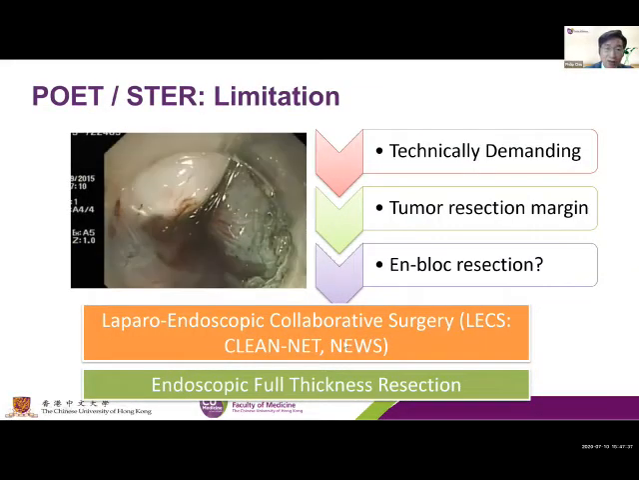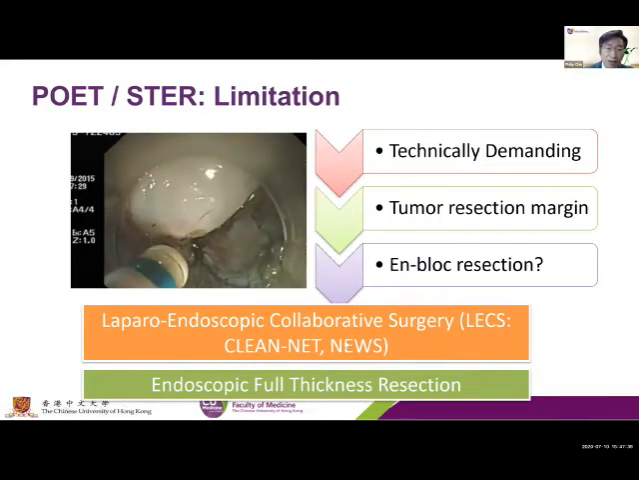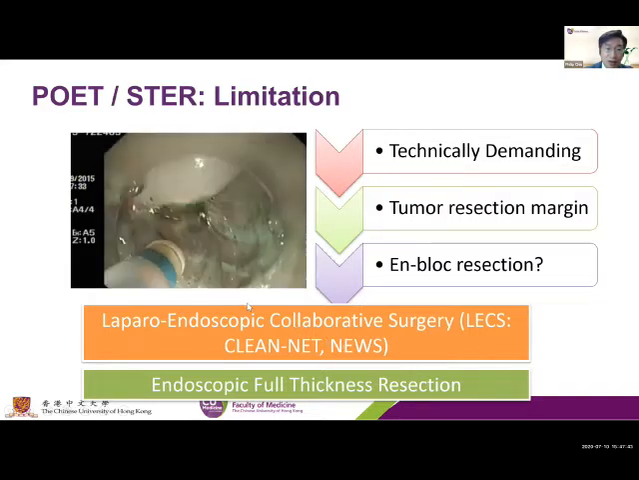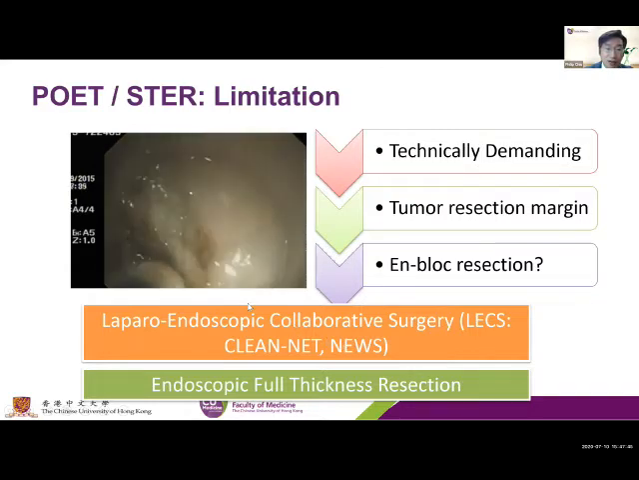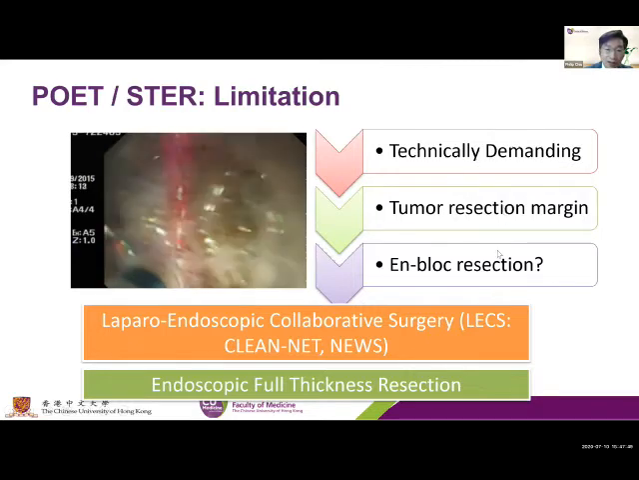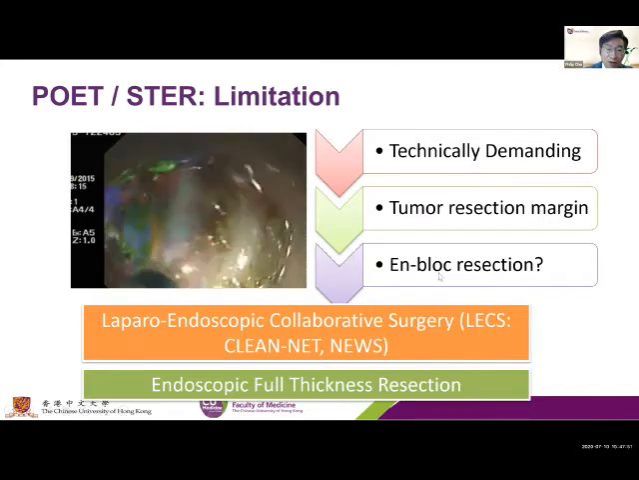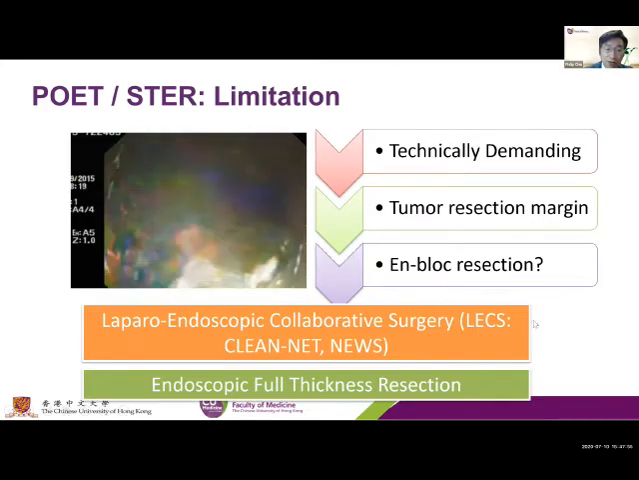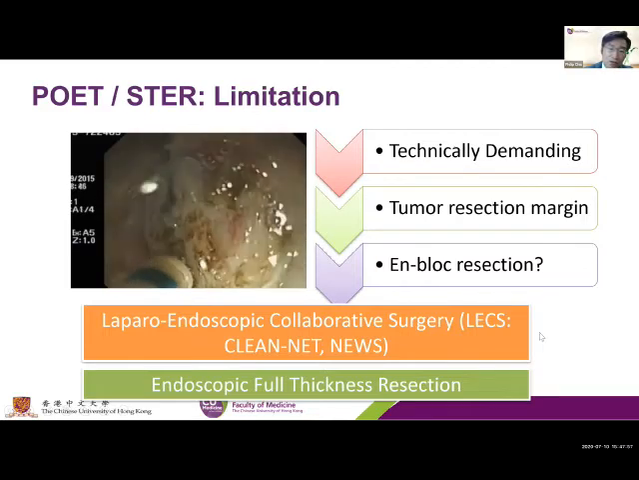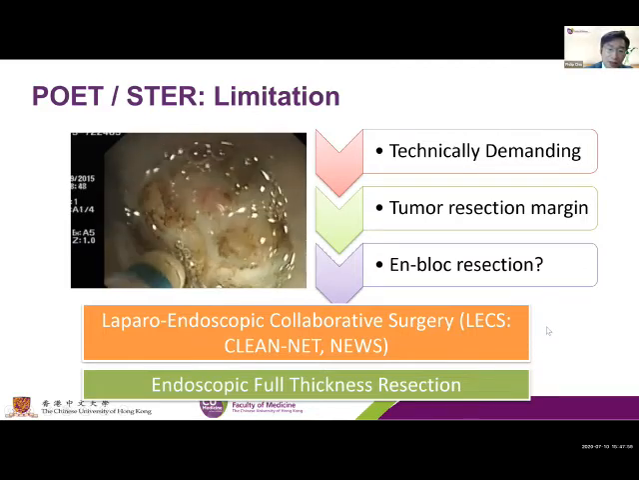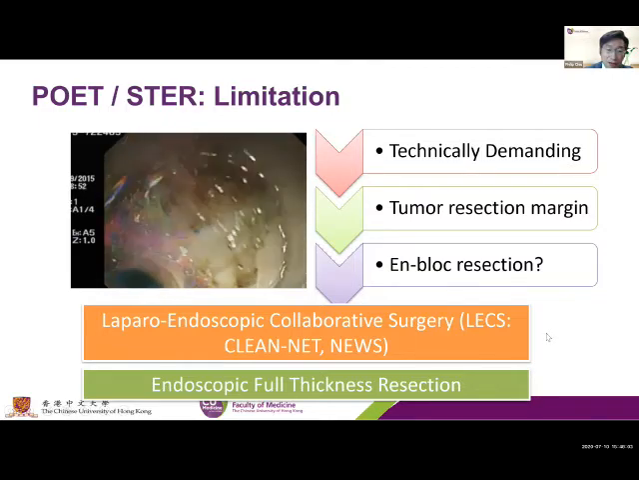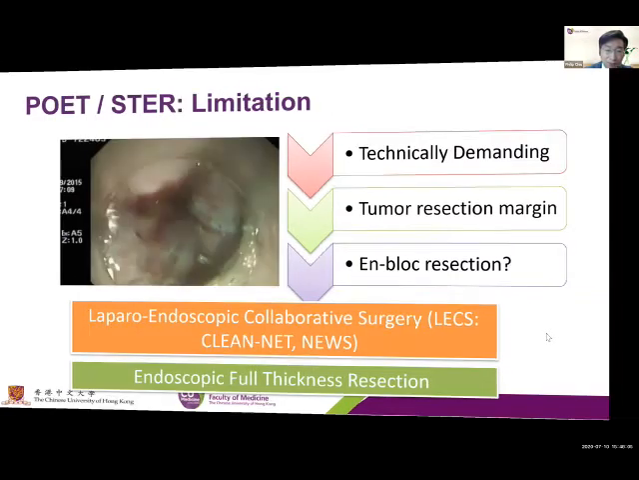But as I mentioned, it is sometimes really worrying, especially in dissecting a GIST tumor, that in submucosal tunnel resection we may breach the capsule of the tumor, and failure to achieve an en bloc resection will end up in a recurrence for GIST tumor. So I think there are 2 ways to manage that. One is laparoscopic endoscopic collaborative surgery, while the other is endoscopic full thickness resection.